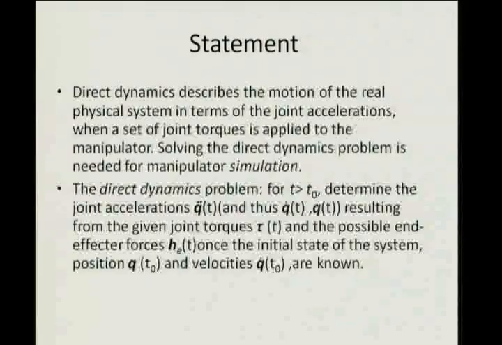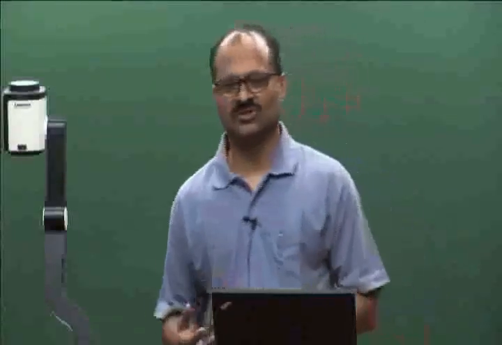Now, when we do direct dynamics, we are looking to describe a motion of the real physical system in terms of the joint accelerations when a set of joint torques is applied to the manipulator. Okay. So, this we need when you want to do simulations essentially. So, I have all the physical models, the models of the motors, everything, components put together, and now I want to turn it on and I want to simulate. If I give this voltage, then how will it behave?